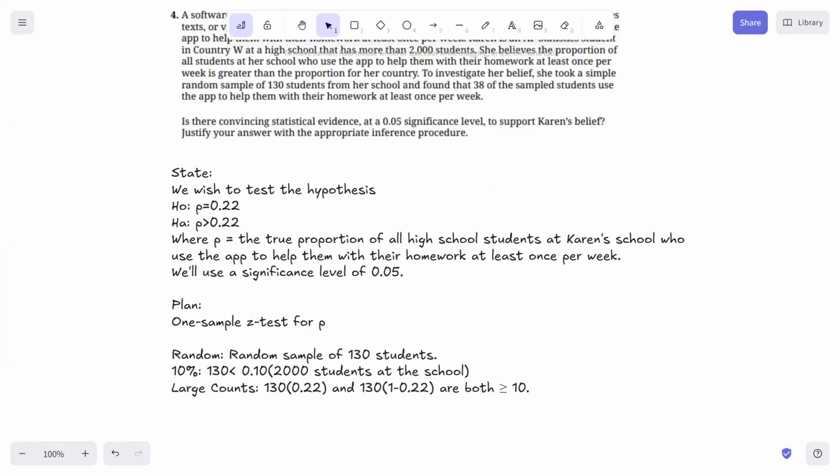So for random, you would write random sample of 130 students. For 10%, you have to show that the sample size, 130, is less than 10% of the 2,000 students at the school, which it is. The large counts condition, you have to show that the expected numbers of successes and failures based on the null proportion of 0.22 are both greater than or equal to 10. You would not use the actual results for the sample there.